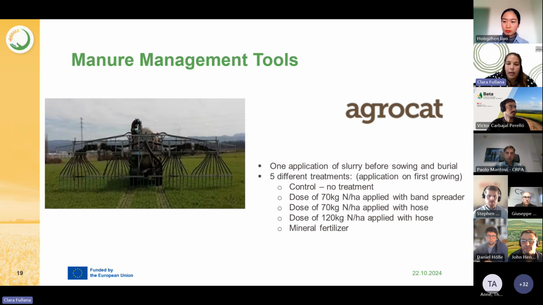In AgroCAD, they made 5 different treatments as well. But in all of the lands, they made the first application of slurry before sowing and buried this manure. These 5 different treatments were always applied during the first growth of the crops and were about different doses of the slurry, and one of them was with mineral fertilizer.